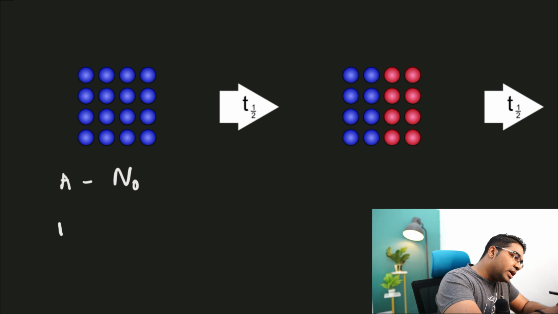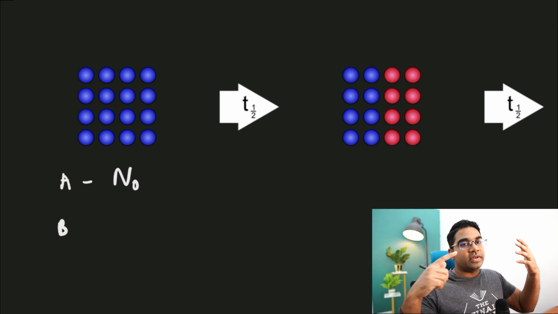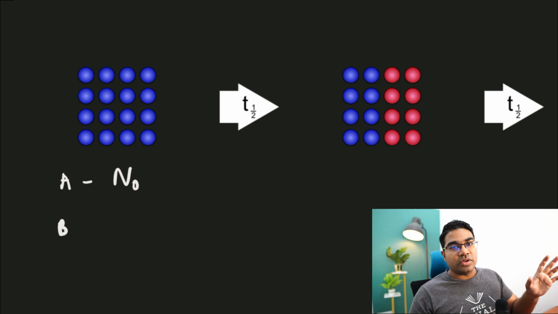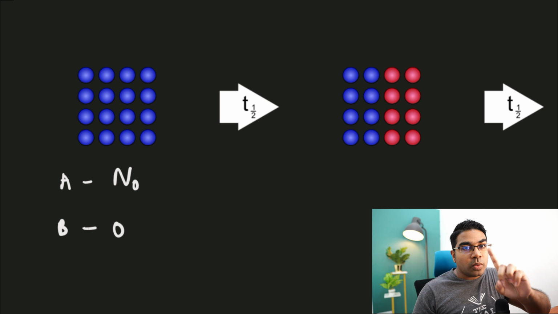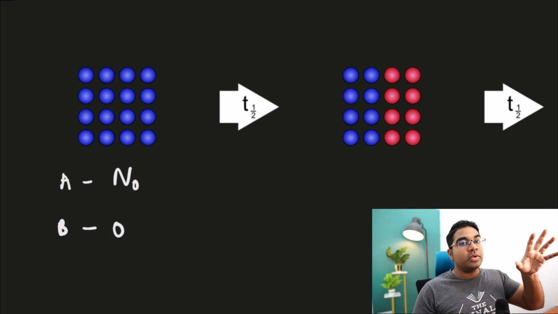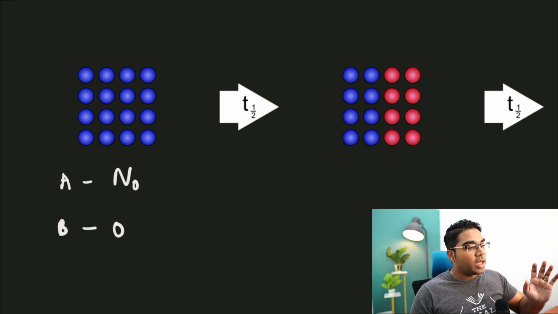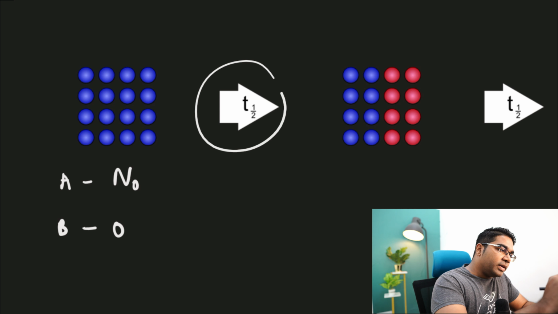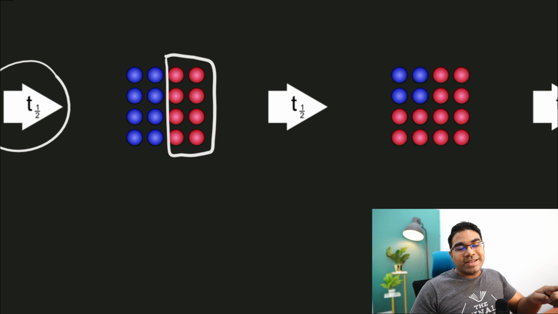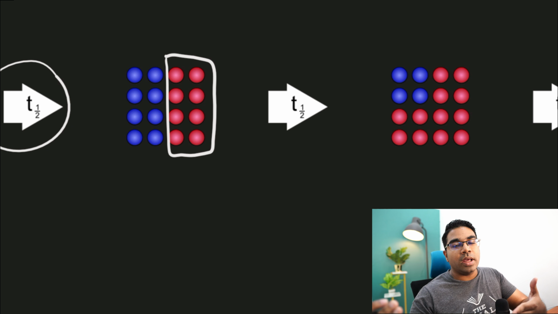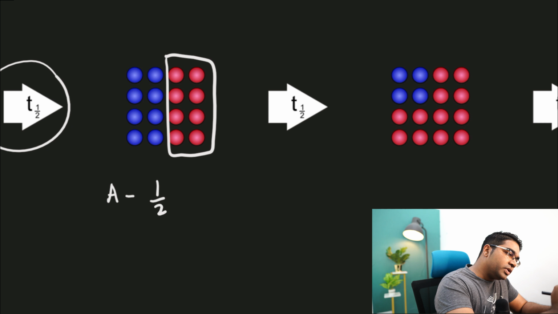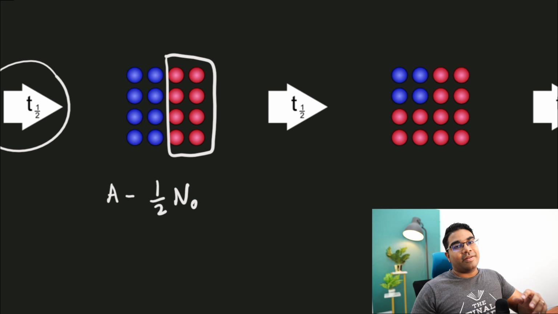And the number of nuclei of B at this point, since there has been no radioactive decay yet, we are taking this as time equals 0. So at this point, there's no decay yet, so the number of nuclei of B is 0. After one half-life, half-life is defined as the time taken for the number of radioactive nuclei to halve its initial value. And therefore, after one half-life, we can see that half of A has become B. 8 nuclei of A have decayed by giving out alpha radiation and have become B. So now the number of unstable nuclei has become 1 over 2 of the original value, half of N0.